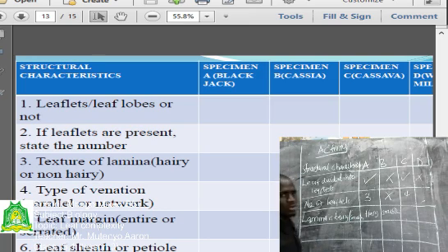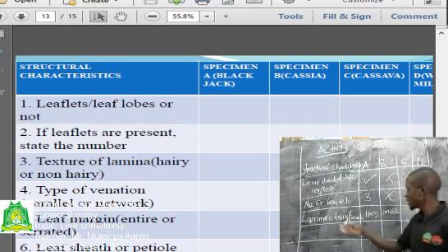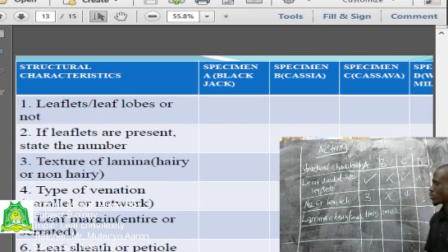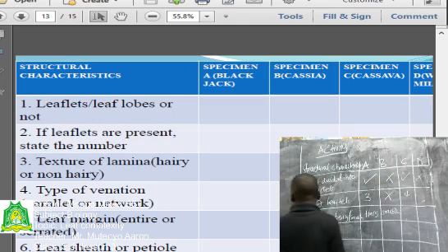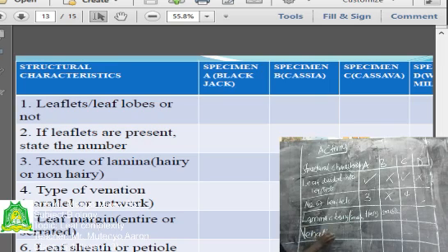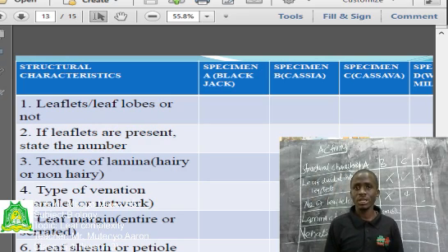Then you can also talk about these kinds of leaves in terms of what is called the venation. You can study the leaves in terms of venation, whether it is parallel or network. So you can, for example, say here it is parallel. Now, parallel venation. I remember in the last lesson I took you through parallel venation and network venation, when we were drawing the dichotomous key, the first lesson.